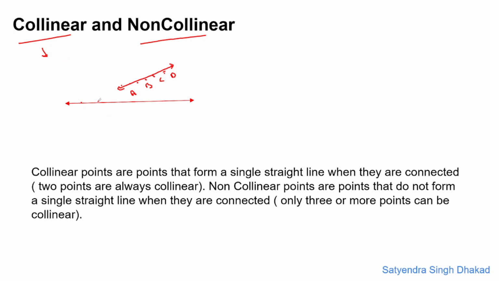For example, in this line, when we connect all these points, they form a straight line. So all these points are collinear. 2 points are always collinear. Draw any 2 points anywhere, they will always be in a straight line. That's why 2 points are always collinear.